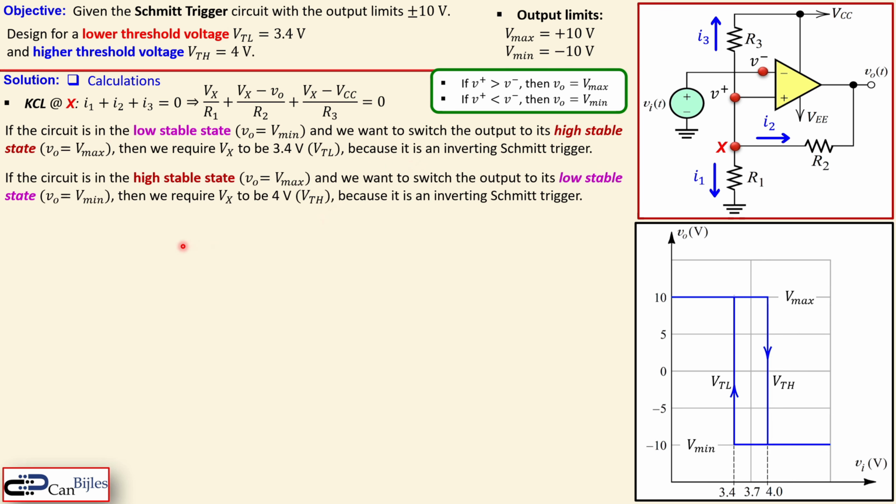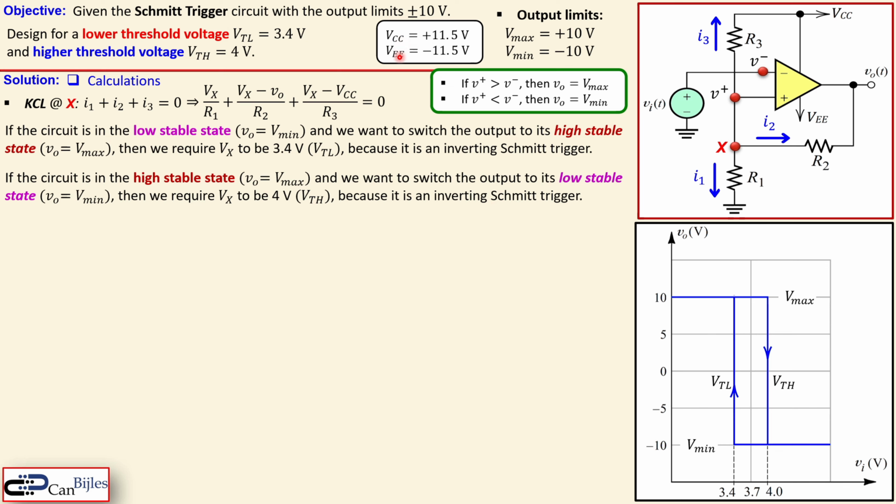Now, in order to go in the reverse direction, we can also say if the circuit is in the high state, and that means VO is Vmax, and we want to switch to the low stable state, then we require that VTH or Vx here, that node voltage must be then 4 volts. Again, because it is an inverting Schmitt trigger. Now we will see that shortly why, also in the simulator.